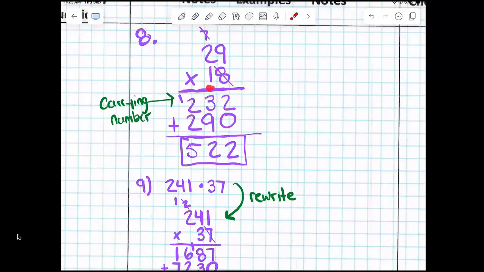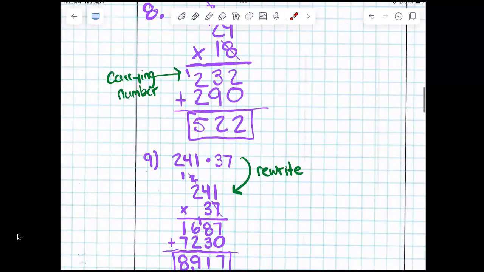Then I simply take my next multiplier, the 1, right? 1 times 9 is 9, yes. 1 times 2 is 2, yes. Add them together, and what do we always do? Box our answers. If we have a problem, you guys are doing great.